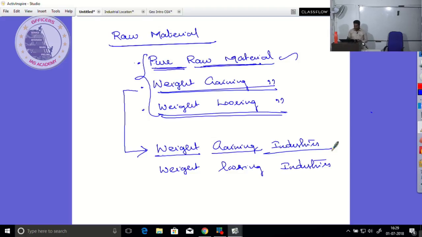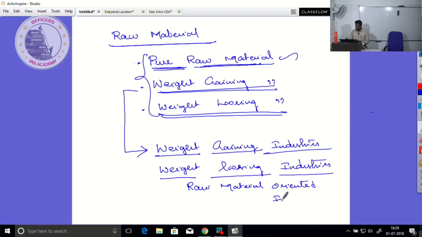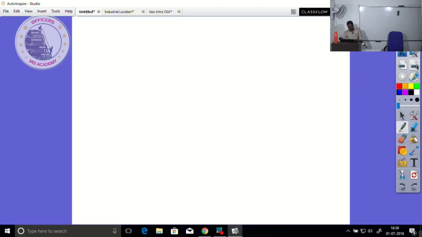What is the name we can associate with weight losing industry? You can call it raw material oriented industry. So based on raw material along with the market axis, we can divide industries into two broad categories: weight gaining industry or market oriented industries, and weight losing industries or raw material oriented industry. Two types of industries we have. We also have a third type, we'll see what this third type is.